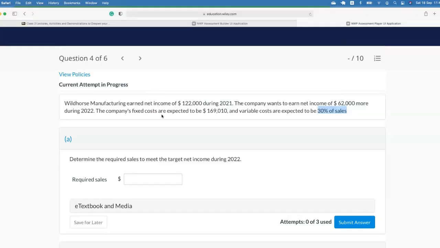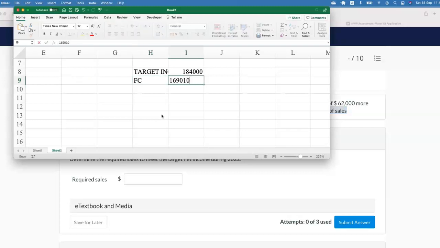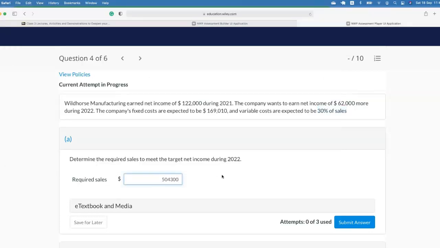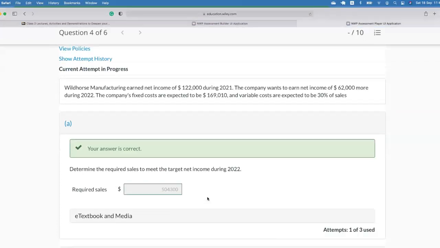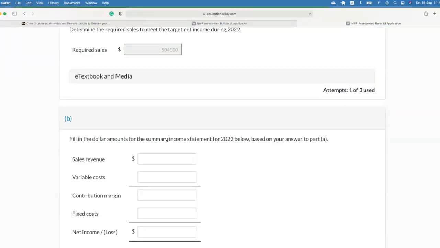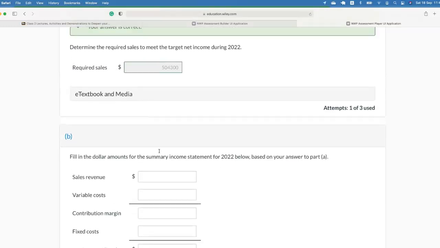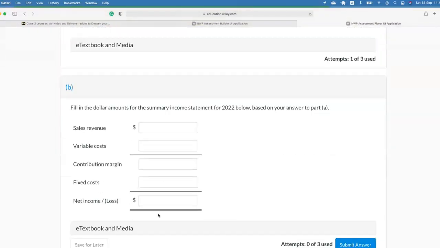Now the fixed cost is 169,010. Add those two together and divide by the contribution margin ratio, 0.7. So we have this plus that, divided by 0.7, so it's 504,300. Good. Fill in the dollar amount for the summary income statement for 2022 based on your answer of part B. So the required sales is 504,300.